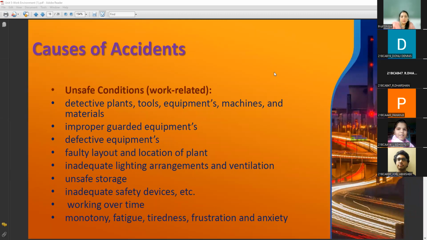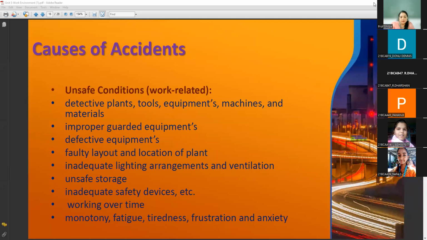And any improperly guarded equipment, that means if certain equipment is required to be used only by people who have learned or been trained, and only they can use it for the work. So in that case, any equipment which is not properly guarded can also lead to an accident.